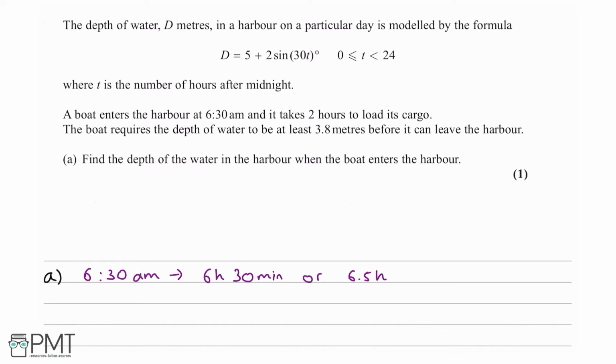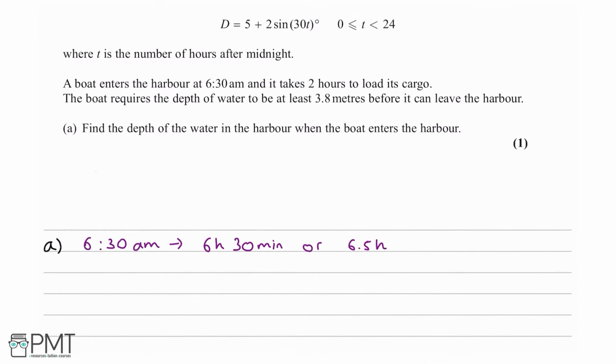Okay. Then from here, it's pretty straightforward. All we need to do is we need to say that d equals 5 plus 2 sine, and then in brackets 30 times 6.5, okay, which equals 4.48 meters. Okay, you need to remember your unit. You get 1 mark for this question, and that 1 mark comes from explicitly getting the final answer. Now you need to have your units, okay? You can't get your final mark without having any units.